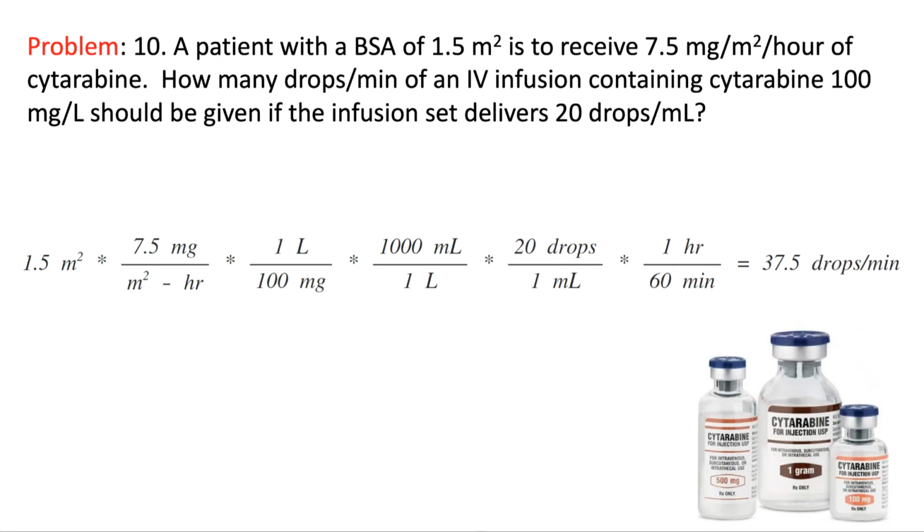So the last thing is to convert my units of time from hours to minutes, and I would do that by multiplying by the fact that in 1 hour, there are 60 minutes. That way units of hours cancel, and my final units would be in drops per minute, which is what the question asked for. So then if I just do the math from left to right all the way over, my numeric value would be 37.5, and the units would be drops per minute. And that is the answer to question number 10.